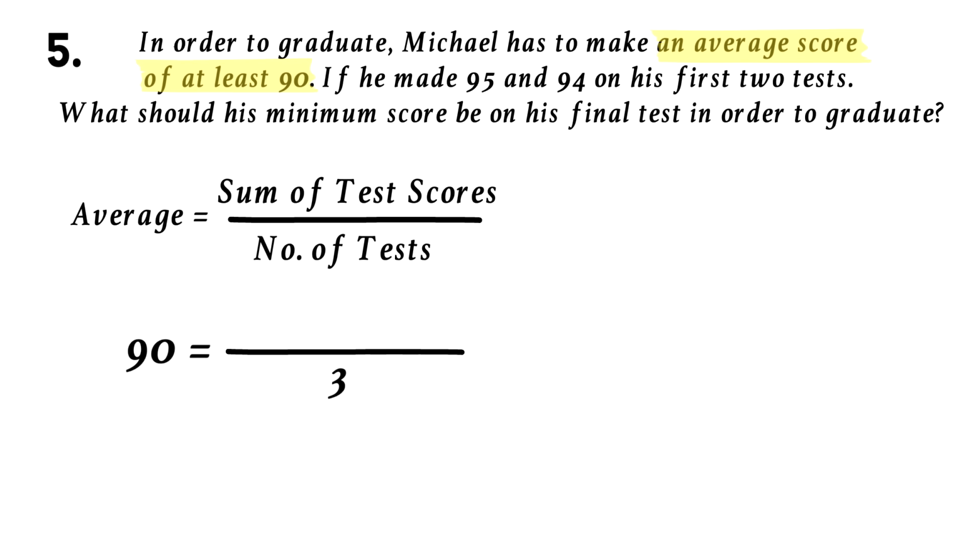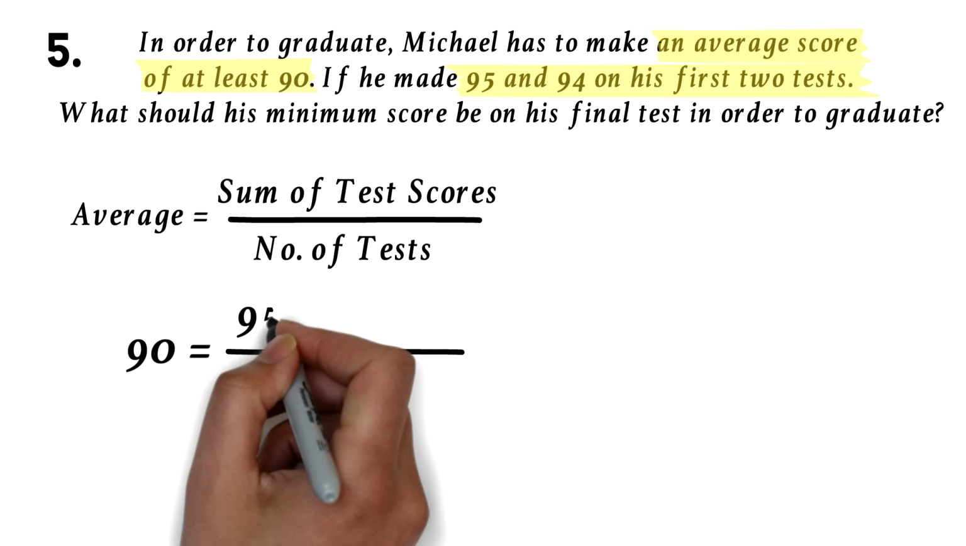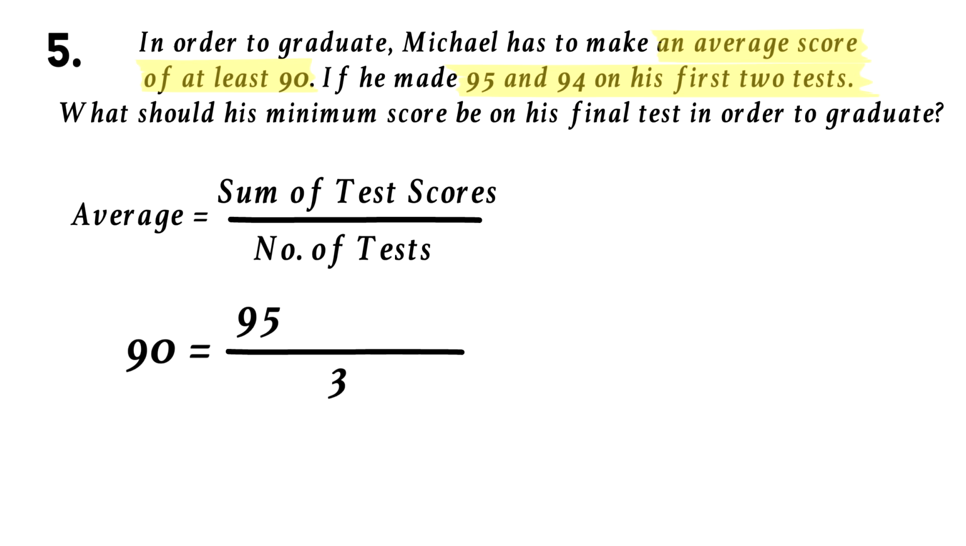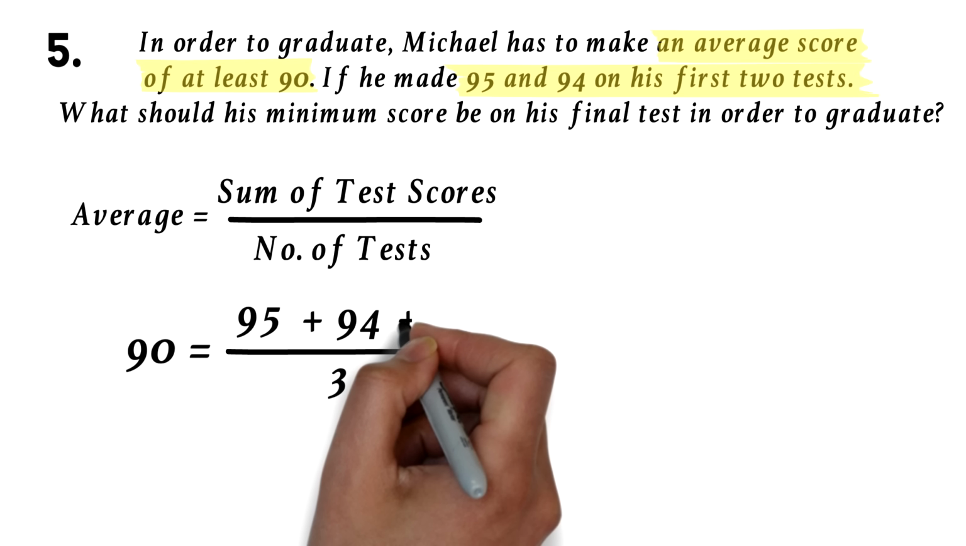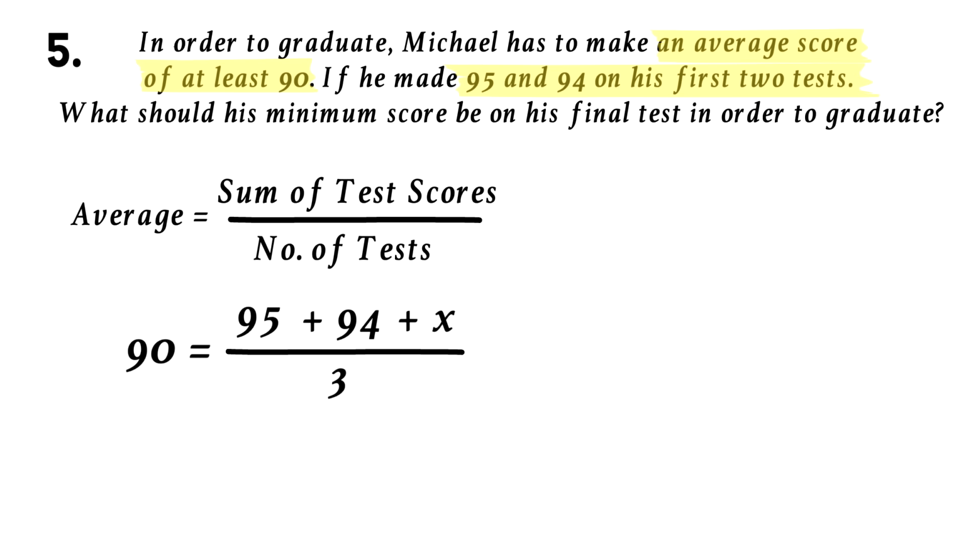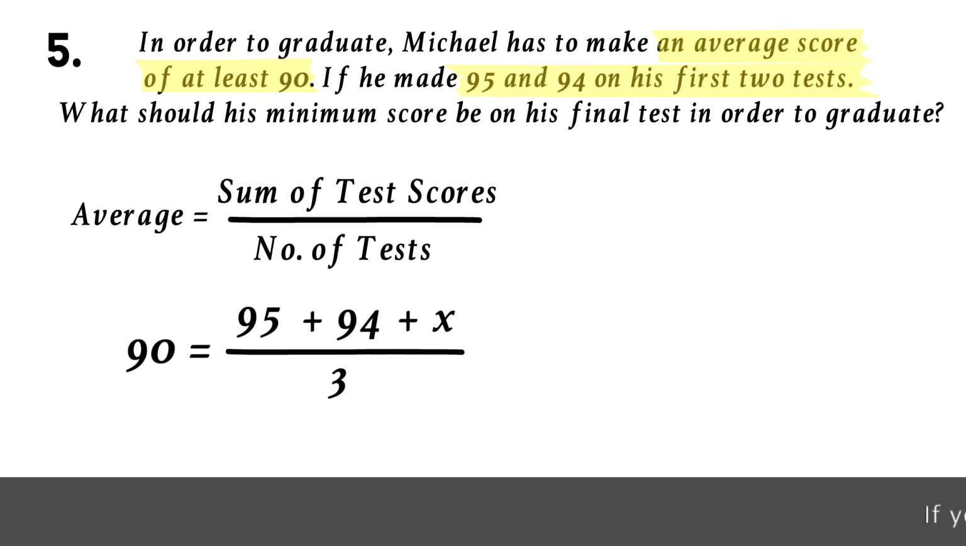We know what goes at the top is the sum of the tests. 2 of them have been given. We have 95 as the first score, plus 94 as the second score. We don't know the third score, so we will represent it by x and solve for x. Please learn this setup. It's quite common on the GED.